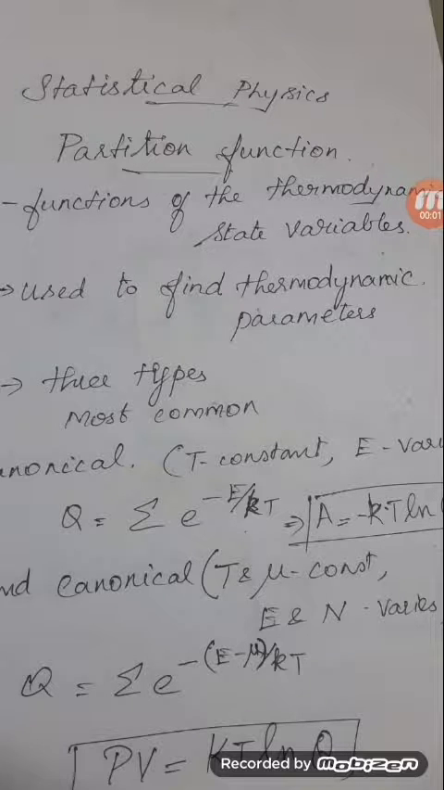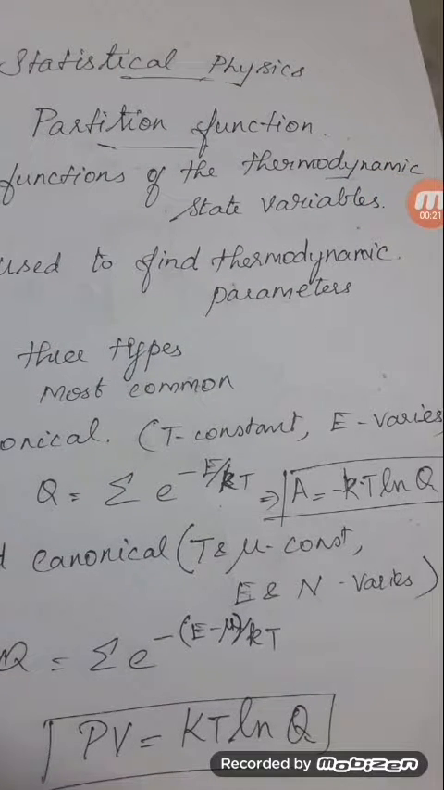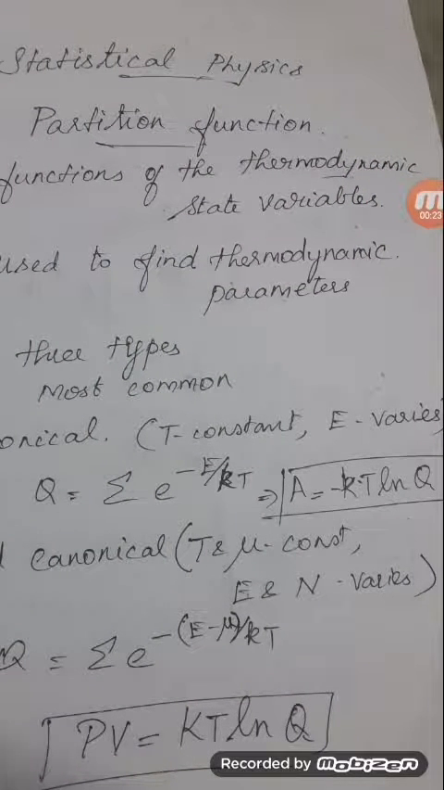Partition function. It is a function of the thermodynamic state variables, so it is used to find the thermodynamic parameters. There are three types. The most common are the canonical and grand canonical partition functions. Canonical is nothing but the system for which the temperature is constant and the energy varies.